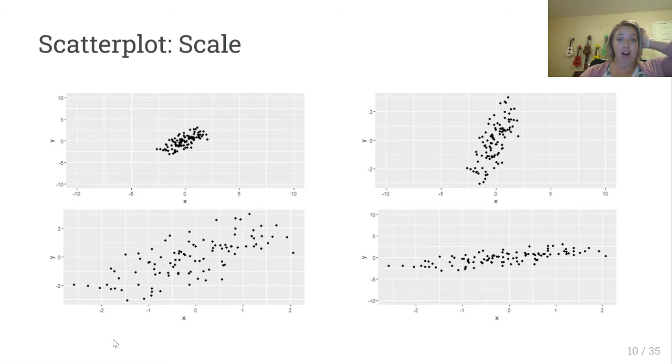Okay, so here are 4 different scatter plots. I'm going to give you a second. I want you to look at all 4 of these and choose which one has the strongest correlation. Which one has the strongest correlation?